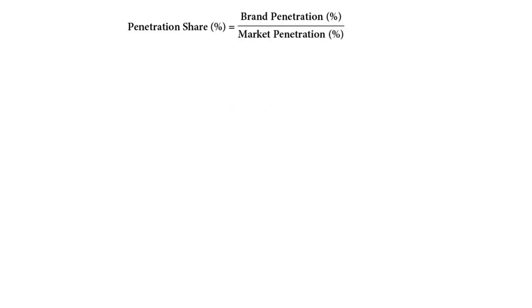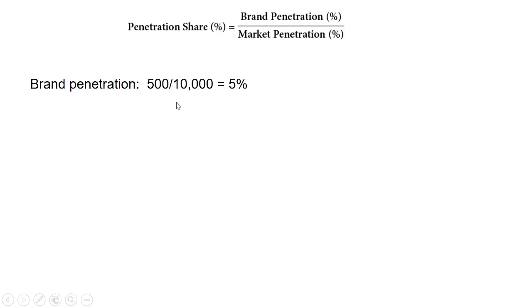Penetration share. Once you get brand penetration and market penetration, then you can create a fraction among these two to give you, again, what we call penetration share, and it's just the relationship between brand penetration, how much of the market buys your product, divided by how much of the market buys any product in this particular product category or market.